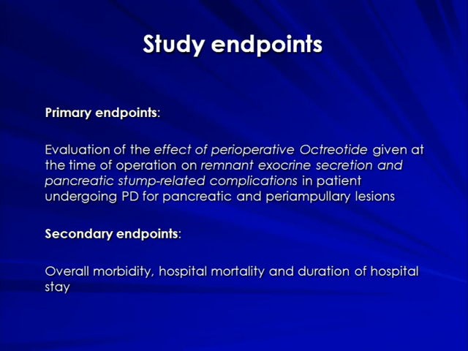The primary endpoint was the evaluation of the effect of perioperative octreotide given at the time of operation on remnant exocrine secretion and pancreatic stump-related complications in patients undergoing pancreatoduodenectomy for pancreatic and periampullary lesions. The secondary endpoints were overall morbidity, hospital mortality, and duration of hospital stay.